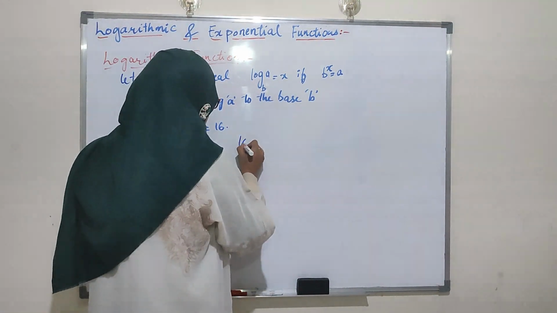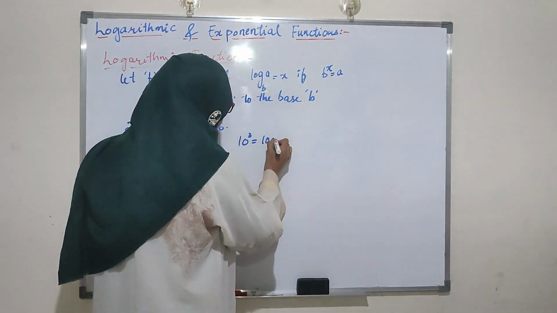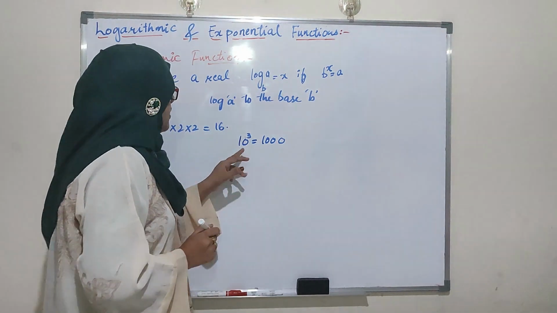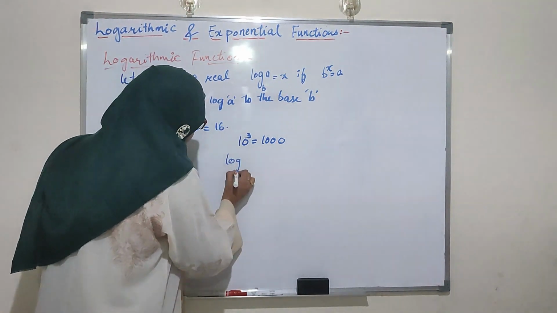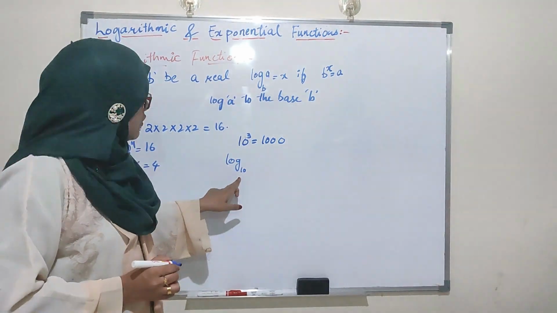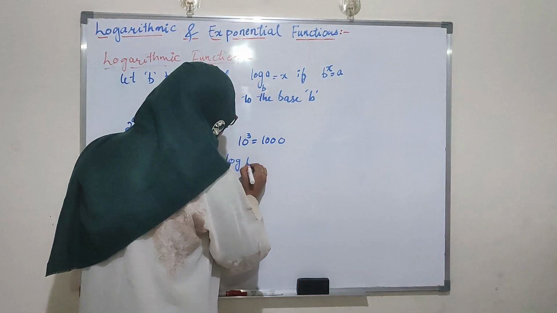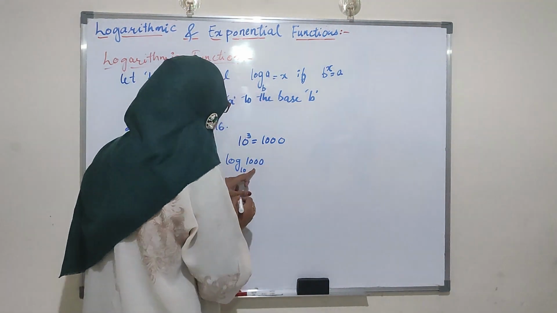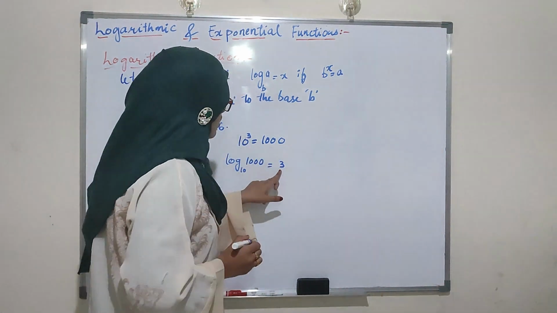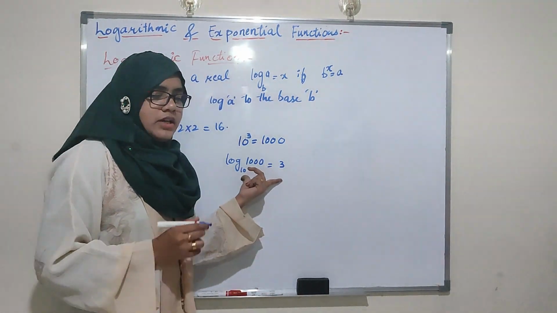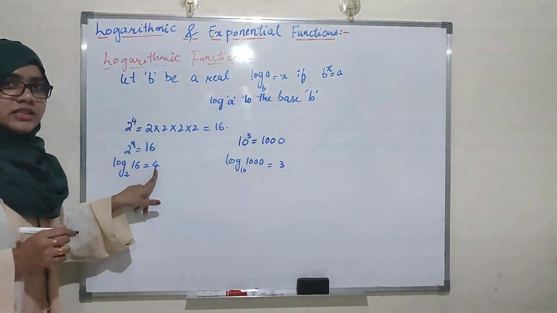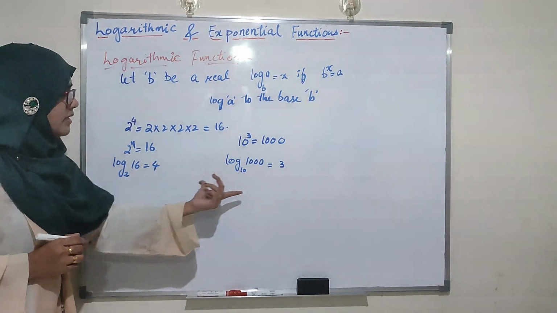Similarly, if you are having 10 raised to the power 3 is 1000, how can we write this in the form of log? Write down log of 1000 to the base 10 is equal to 3. The base is the same in both the logarithmic and the exponential form. Whenever we have a power, this power goes on the right hand side of the logarithmic equation.